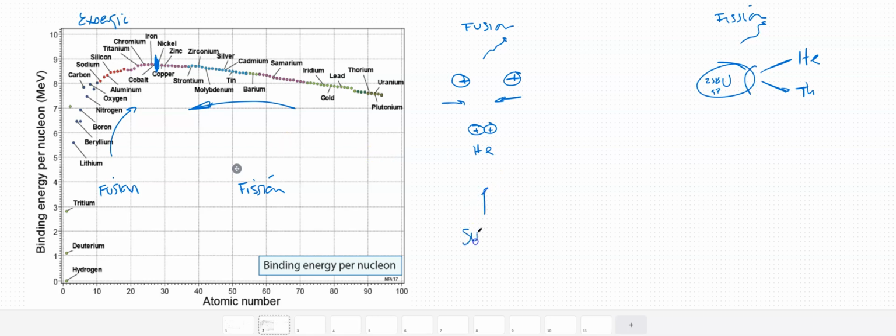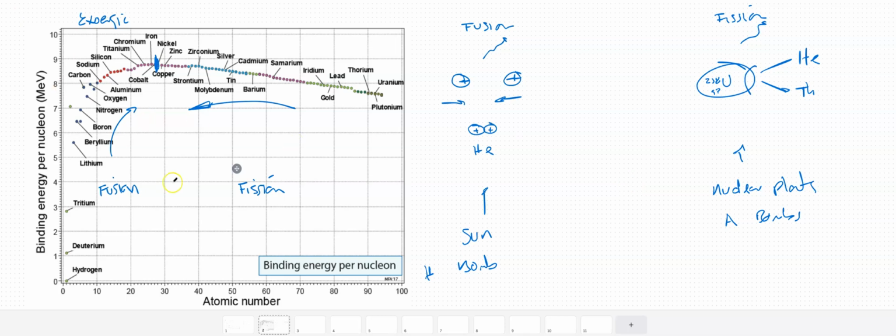This is what happens in the sun and in some bombs, the hydrogen bomb, for instance. And fission is what happens in nuclear plants and also in some atomic bombs, right? And we will discuss this also in class.